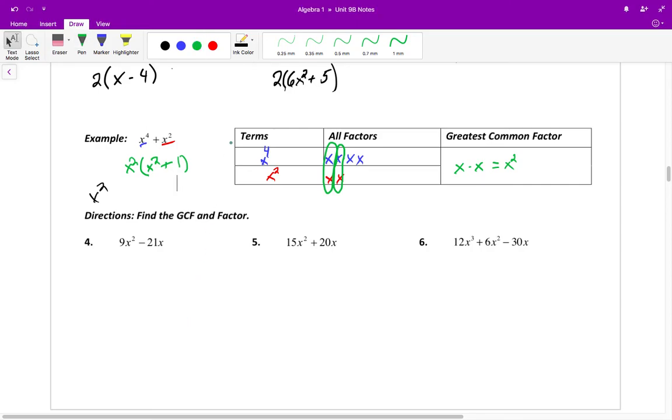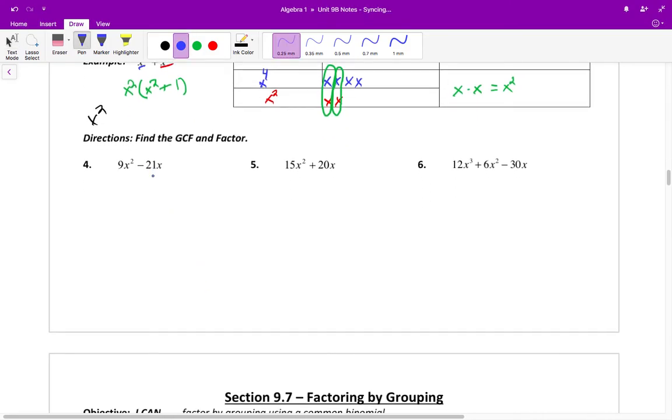Okay, so now let's do that for each of the next steps. So on number 4, for the biggest variable they both have in common for a GCF, notice they both have an x. One has x squared, one has x. So the most x's you can take away from both of them would just be a 1. But also notice that 9 and 21 are both divisible by the same number. They're both divisible by 3. So when you factor out a 3 and an x, here's how that works.